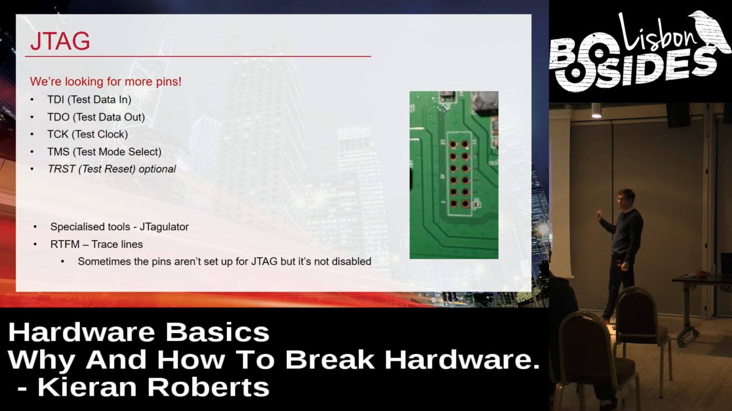There is no handy-dandy way of working these out with a multimeter or anything. So you're probably going to be looking for a JTAGulator, which is going to be your best bet to determine which one is which. However, you can read the data sheet, and it will tell you which pin is which, and then hopefully you can just trace the lines back and work out where they go.